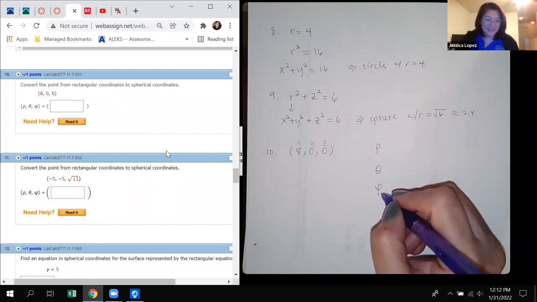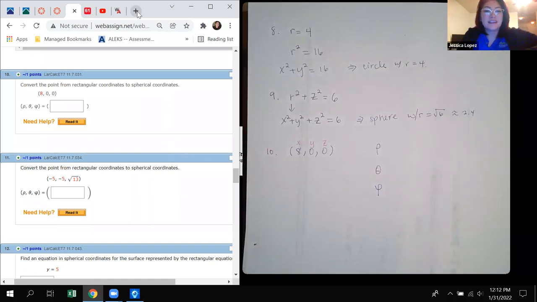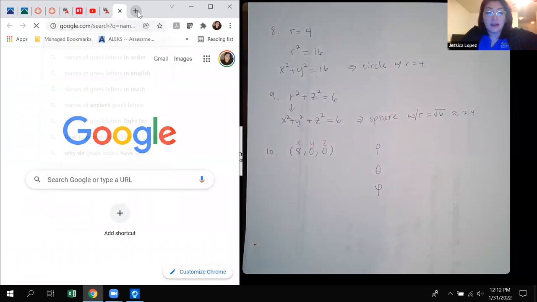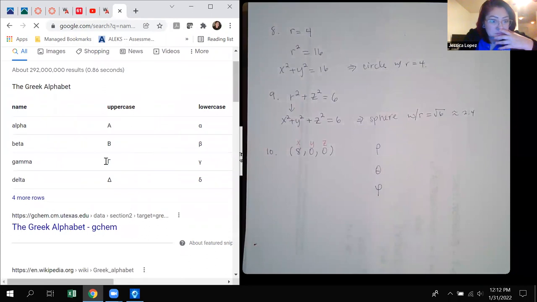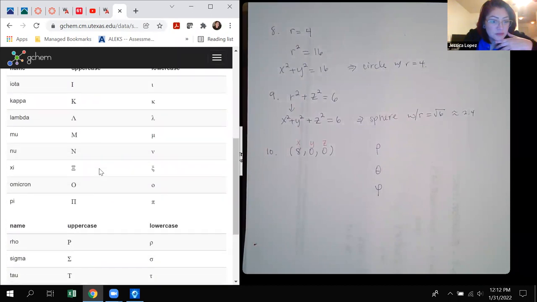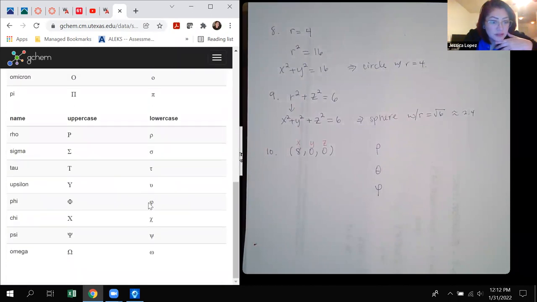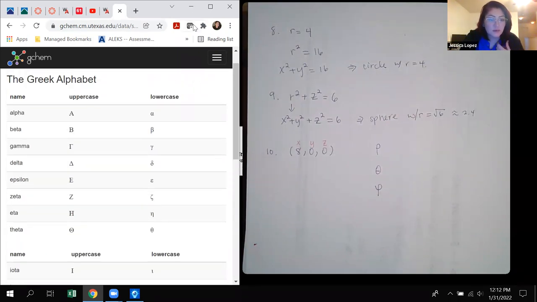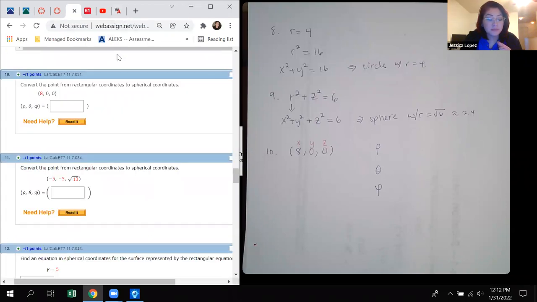I cannot remember. Let me go Google the names of Greek letters so that I have it spelled out for me. There it is, it's phi. Okay, cool. So it's phi, and we're using the lowercase one, even for theta, we're using the lowercase. So we have to find rho, theta, and phi.